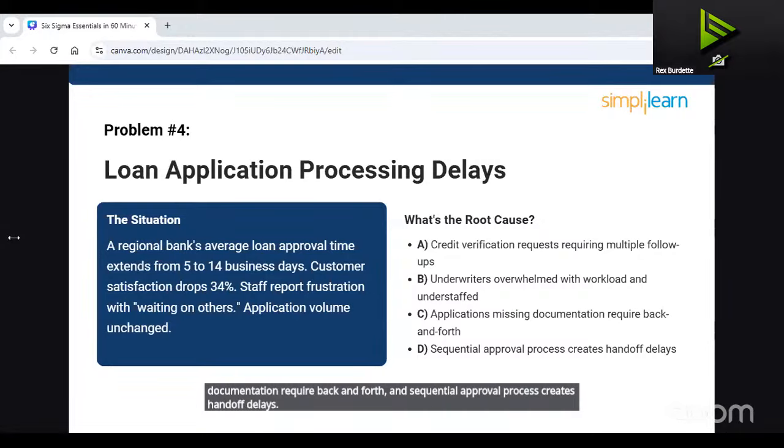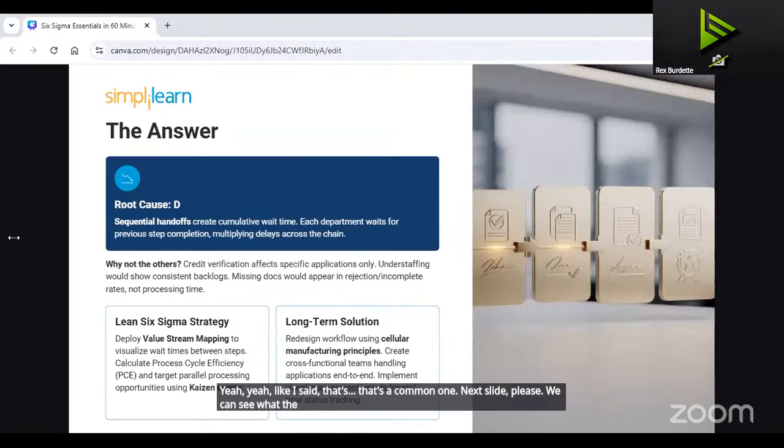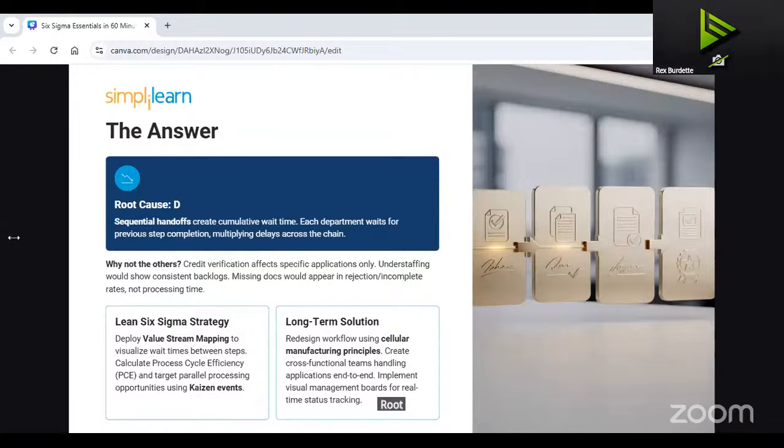What do you guys think? Let's think about that for a minute. Yeah, like I said, that's a common one. Next slide, please. Root cause D. Absolutely. That handoff thing is huge in every industry.